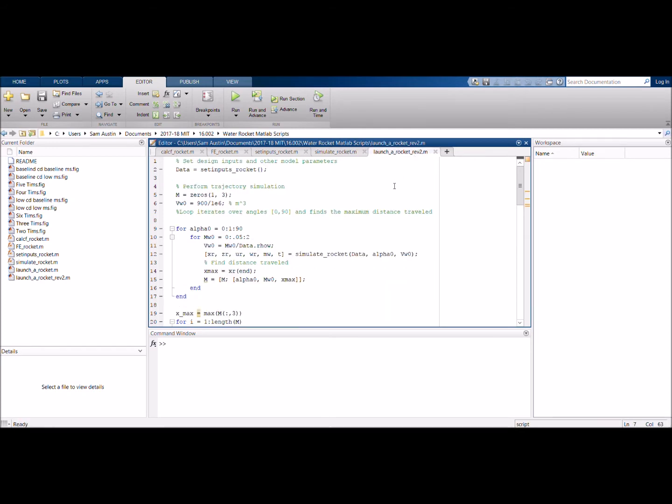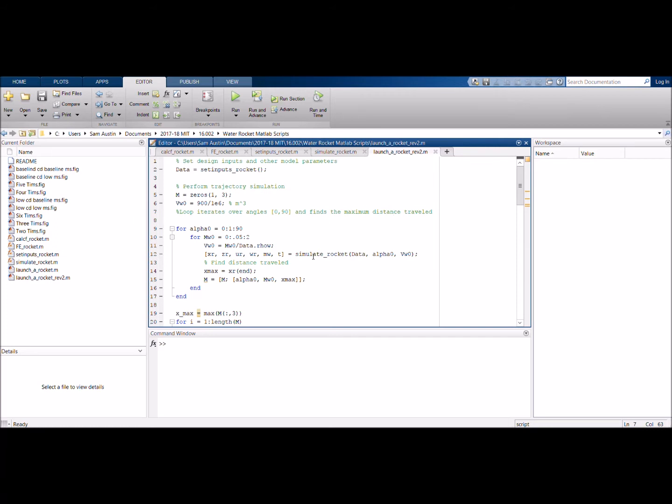This output is over here in Launch Rocket Rev 2, and you can see how we keep track of the x distance, y distance, z distance, mass of water, and the time. So the modifications to the launch rocket script were made in order to compute the maximum distance traveled and then the corresponding water mass and launch angle required to hit that distance.